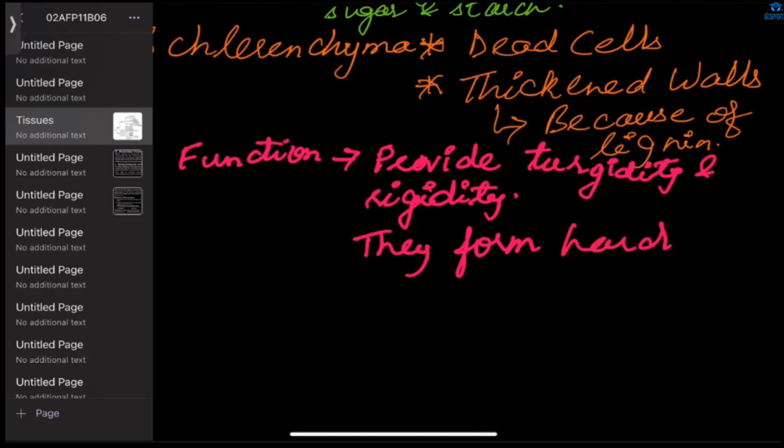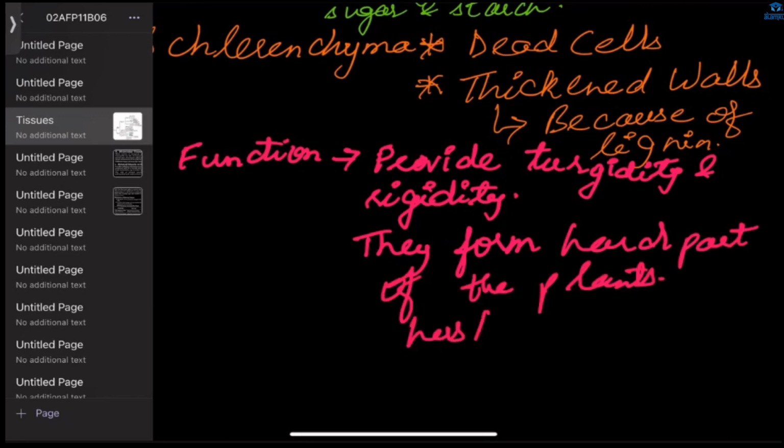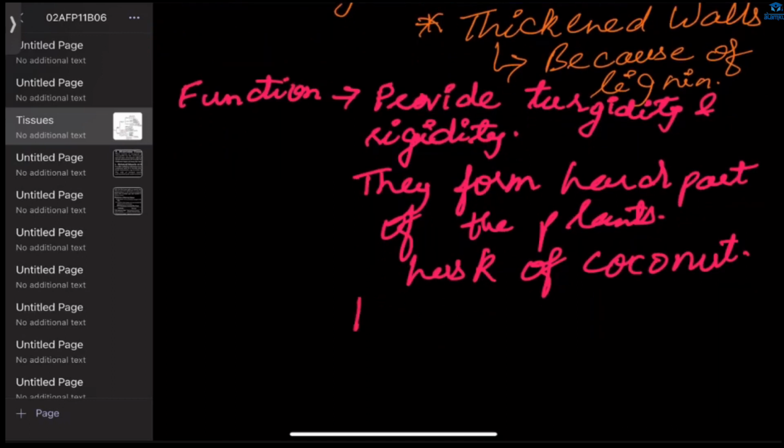They form the hard part of the plants, like the husk of coconut. The outside wall of the coconut, that brownish husk which we try to tear out. Sometimes we get injured also because they are so hard. Next, they are hard, as we have already studied.